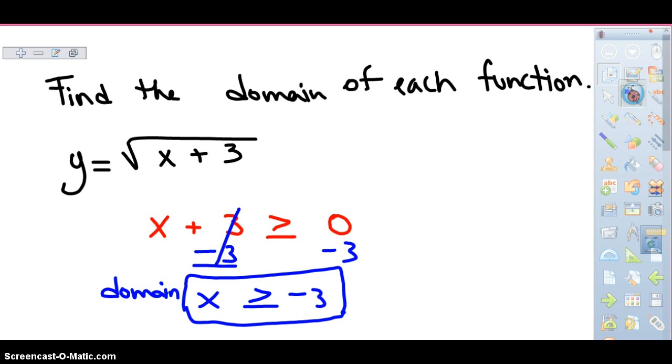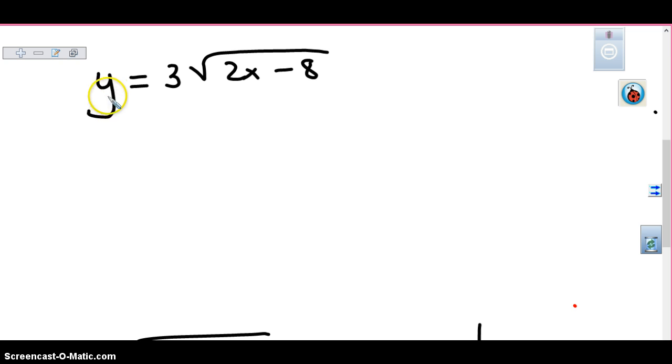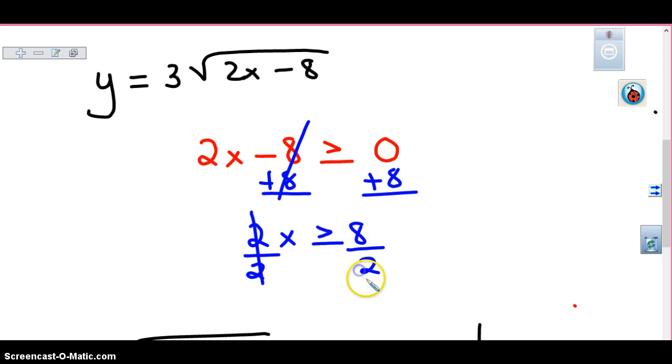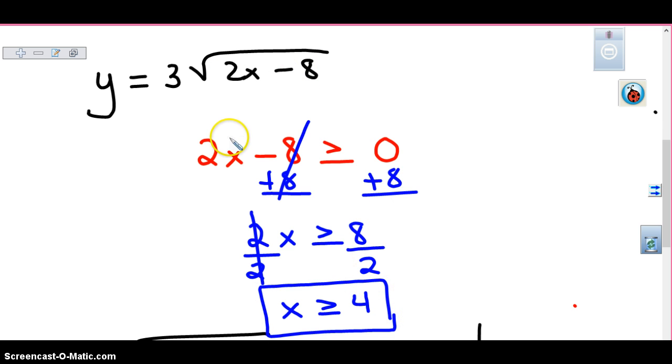If we have to find the domain of the function y equals 3 times the square root of 2x minus 8, we have to set the radicand as greater than or equal to 0. What do we have to do? Add 8 to both sides. 2x is greater than or equal to 8. Divide by 2 on both sides. x is greater than or equal to 4. That means that the domain for this function is the set of all those numbers greater than or equal to 4.